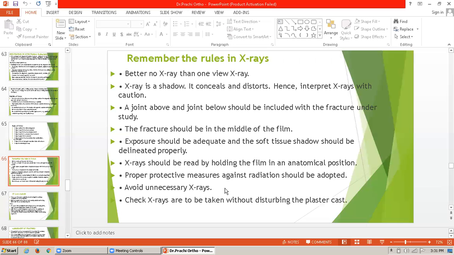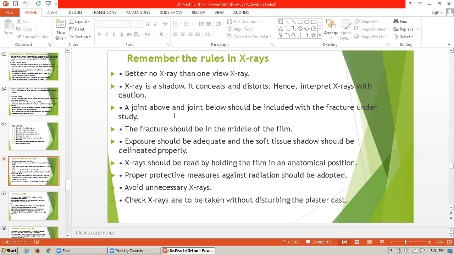So remember the rules of the X-ray. It is better to have no X-ray than a one view X-ray. So a one view X-ray is not important. It's better to have no X-ray than one view X-ray. X-ray is a shadow. It conceals and distorts. Hence, interpret X-ray with caution.